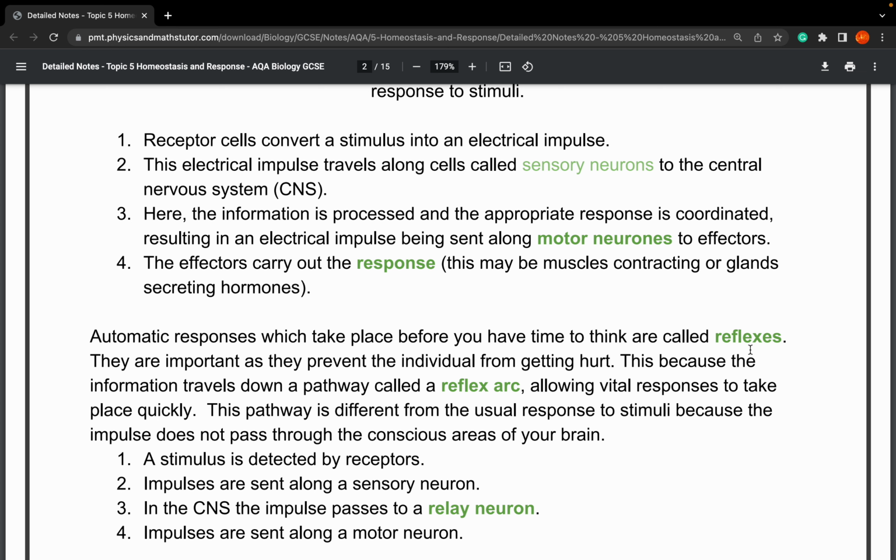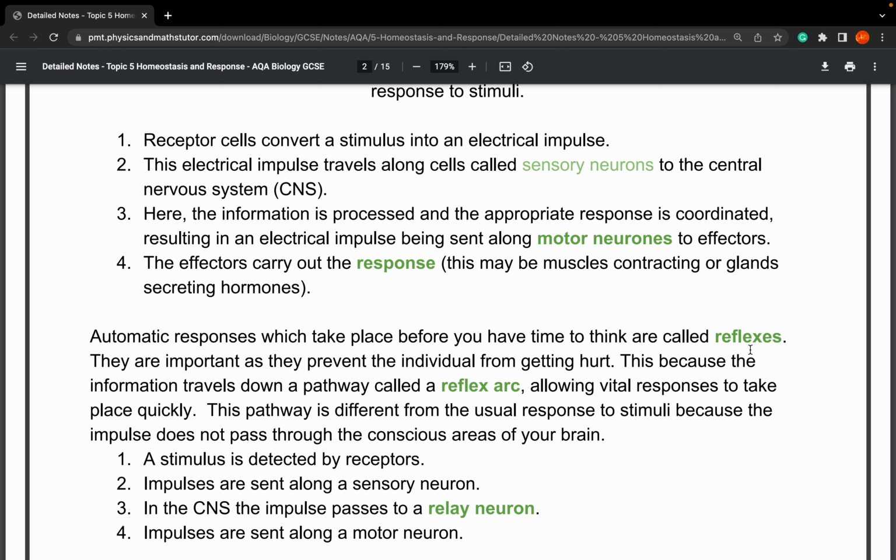Reflexes are important as they prevent the individual from getting hurt. Sometimes when you slip, automatically you will try to hold something next to you. So it prevents you from getting hurt. If you don't have that reflex, you will have a big bang, a thud. Because of this, information travels quickly down the path. It is known as the reflex arc, allowing vital responses to take place quickly.